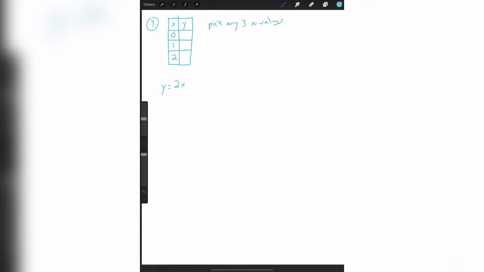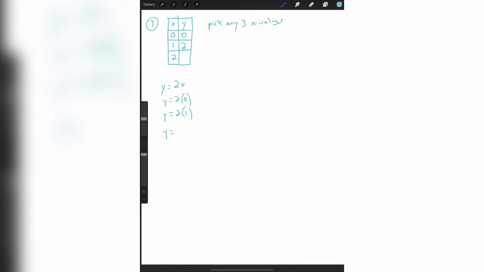I want to go ahead and substitute in each of these values. So if I say, all right, y is equal to 2 times 0, well, 2 times 0 is 0. So my answer for y would equal 0. All right, let's put in the next one. Y is equal to 2 times 1. Substituting in this 1 right here. 2 times 1 is 2, so my y would be 2.